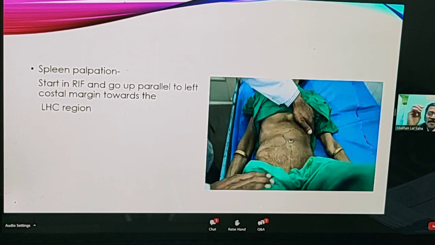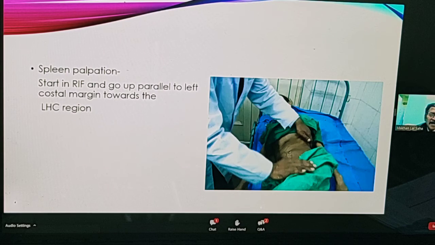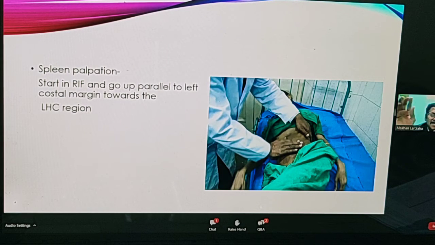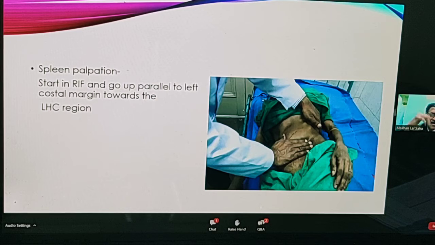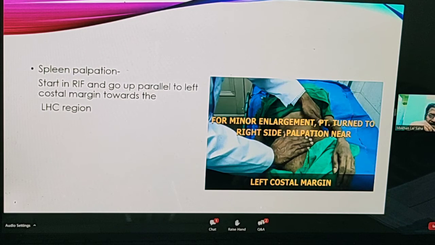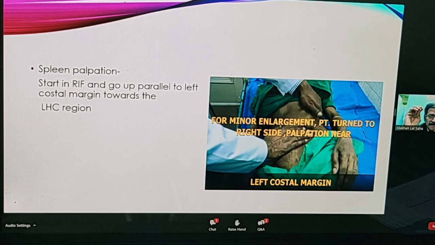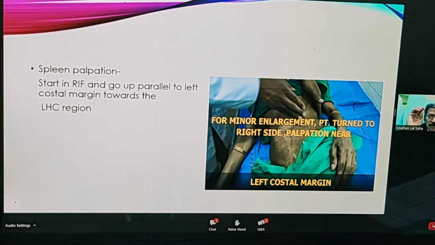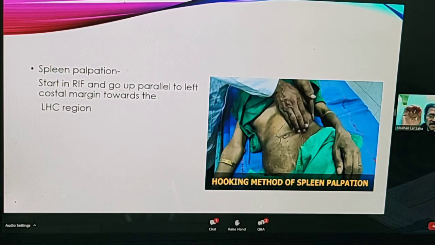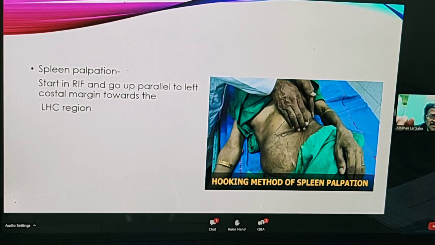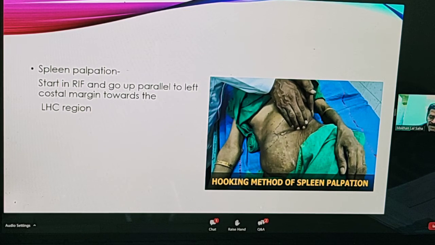Sometimes a small splenomegaly cannot be appreciated in this manner. So in that case, ask the patient to turn to the right side and palpate close to the costal margin at the height of inspiration. Or you can do it by the hooking method. You hook your finger around the costal margin and ask the patient to take deep breaths.